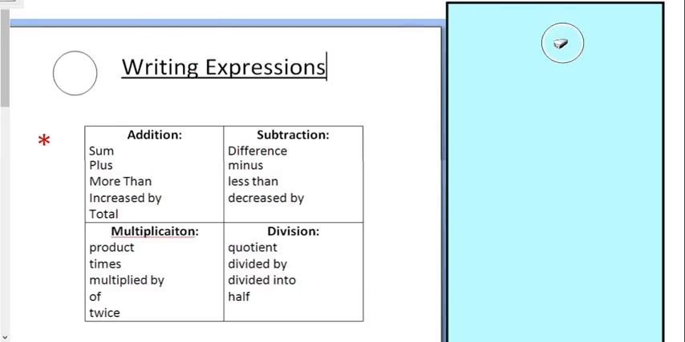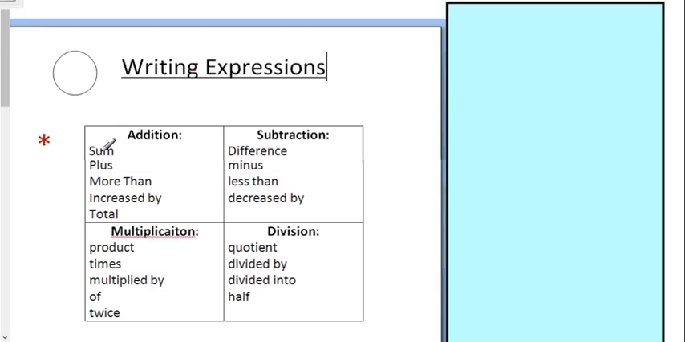When we're dealing with expressions, the most important thing to know is the words. The words sum, plus, more than, increase by, and total all mean addition. The words for multiplication: product, times, multiply by, of. That's an important one. When you see the word of, it's almost always multiplication. And twice, if I say twice as much, that means times 2, right? So it is multiplication. Difference, minus, less than, decrease by. Quotient, divide by, divided into, half. You won't see a lot of these other ones. You might see divided by. You definitely will see quotient. But most of these for division, you won't typically see.